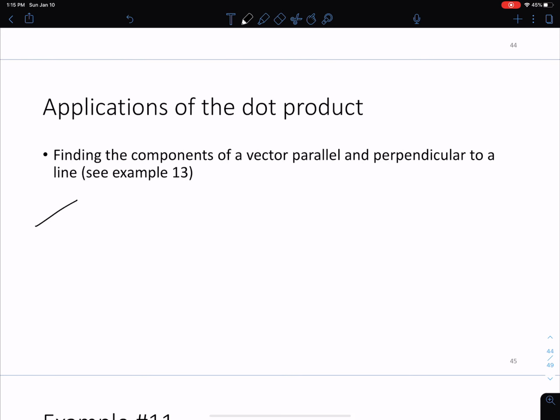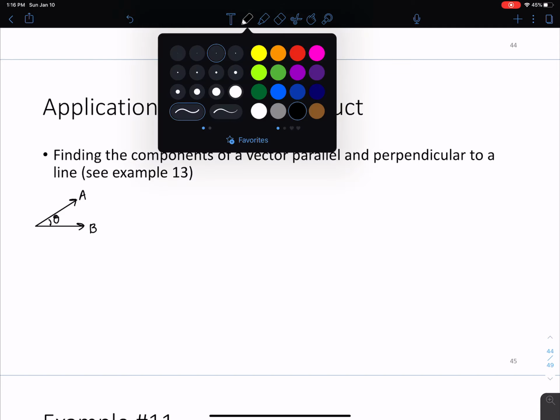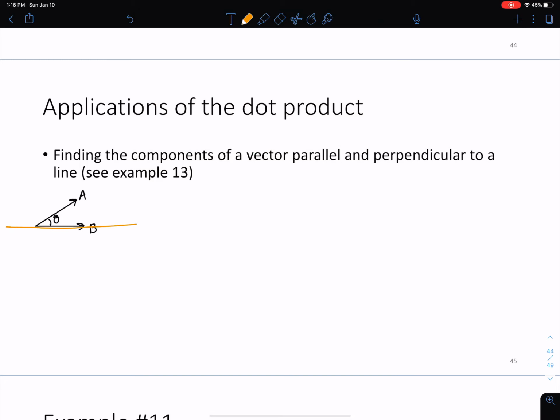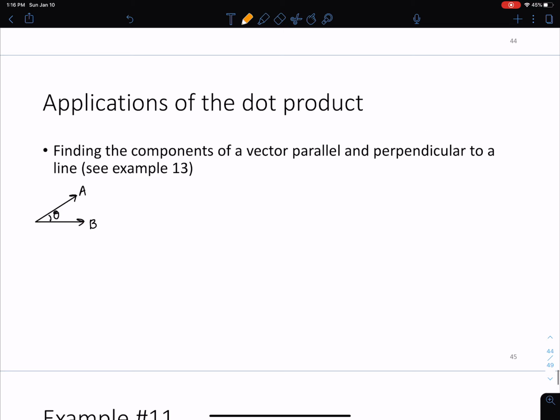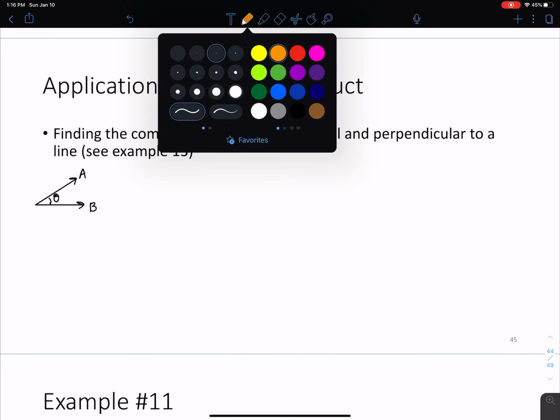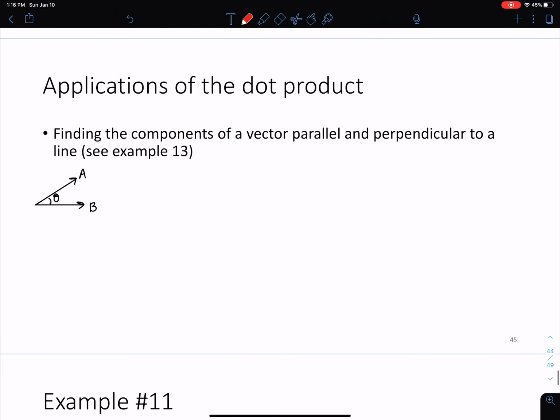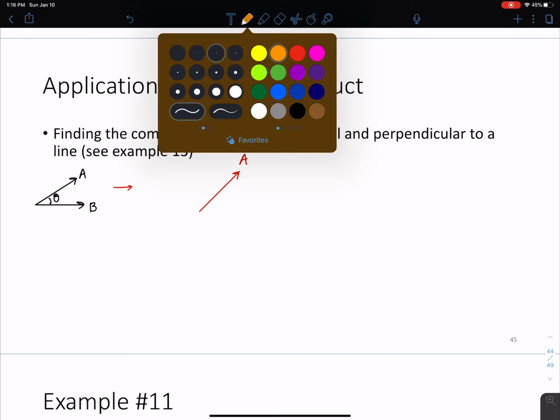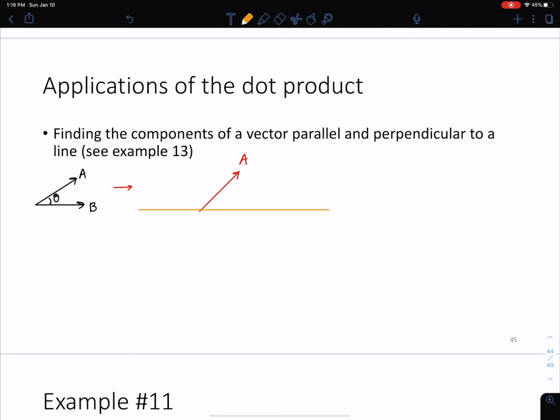So let's say we have two vectors. I'm going to redraw the vectors that we used in the previous couple of slides, A and B, and we have some theta here, okay? Actually, let me work with just one vector for a second. I'm going to leave out B, and I'm just going to draw one vector A here. And I'm going to draw some line here, and I'm going to call this line A.